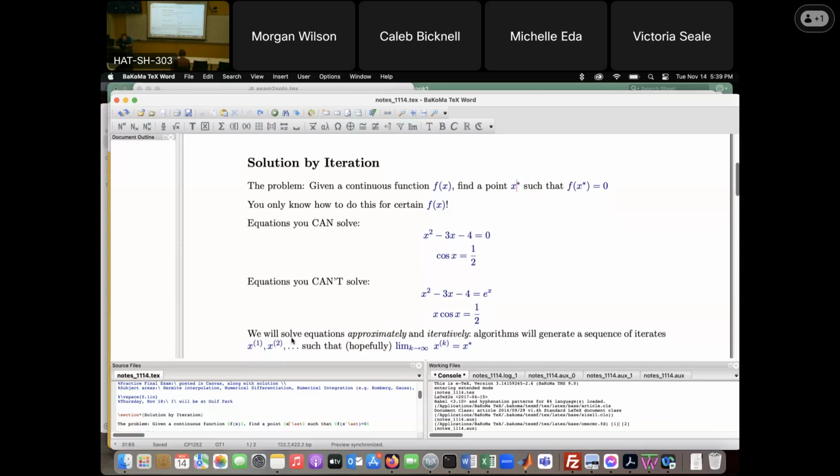It's a convention, when referring to a sequence of values generated by some iterative method, to use this notation of superscripts and parentheses to refer to an iteration number.